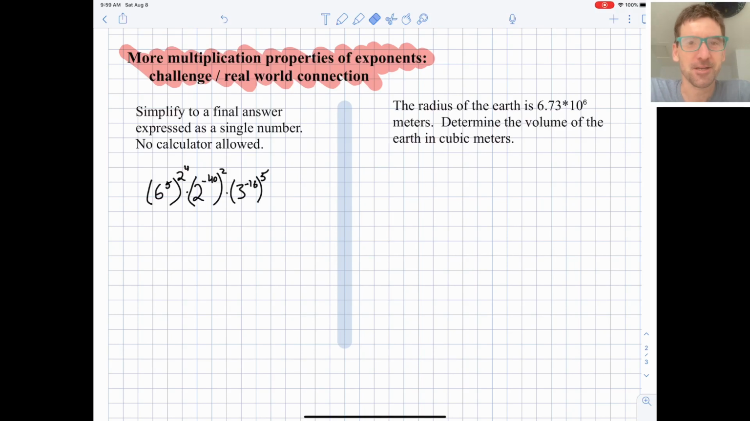All right, we're going to move on with our work with multiplication properties of exponents, and we're going to look at a challenge problem and a real-world connection problem. I want you to try to pause the video and try these on your own, and then check back in, follow along, and see how you did.